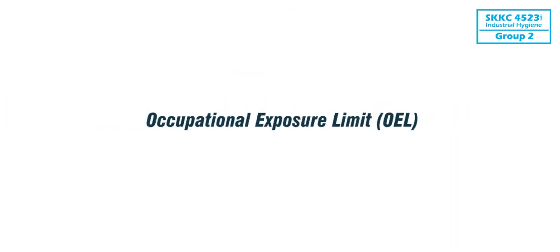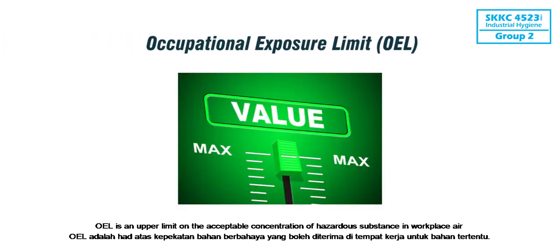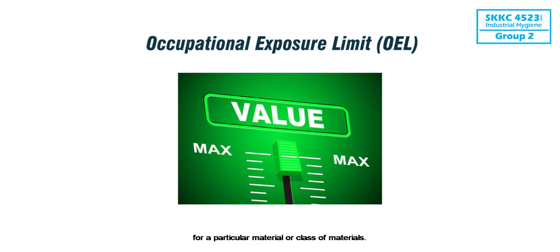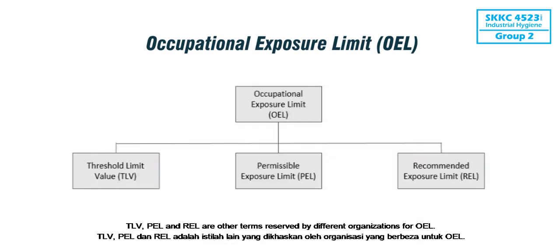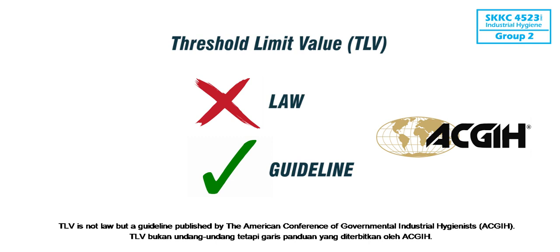Now, we are going to learn the occupational exposure limit. OEL is an upper limit on the acceptable concentration of a hazardous substance in workplace air for a particular material or class of materials. TLV, PEL and OEL are other terms reserved by different organizations for OEL. TLV is not law but a guideline published by the American Conference of Governmental Industrial Hygienists.